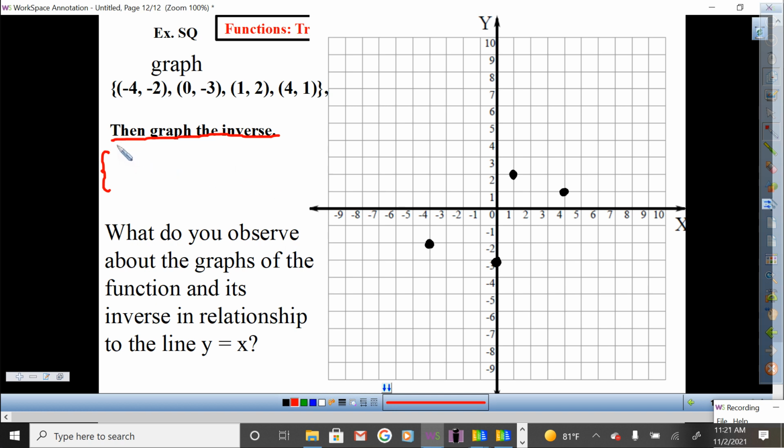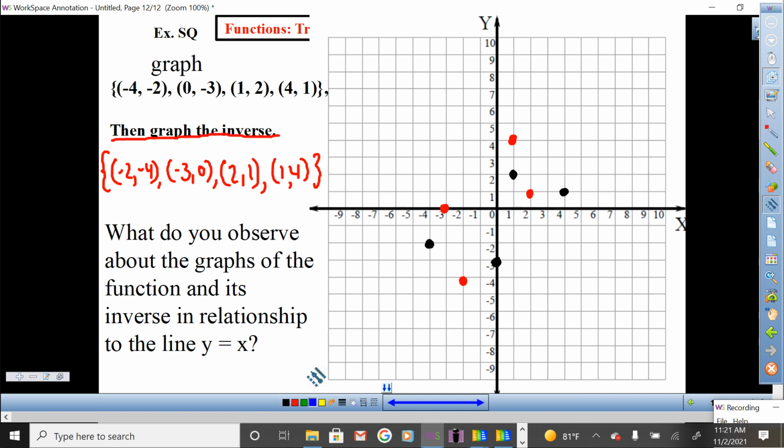All right, let's see, help me out. Lewis, what do I start writing here for my inverse? (-2, -4), (-3, 0), (2, 1), and (1, 4). Have you got that? Yeah, okay. All right, let's plot those. (-2, -4), (-3, 0), (2, 1), and (1, 4).